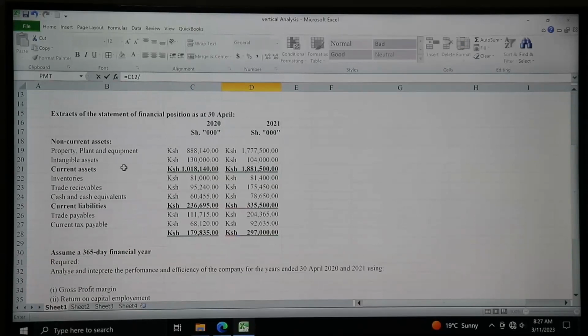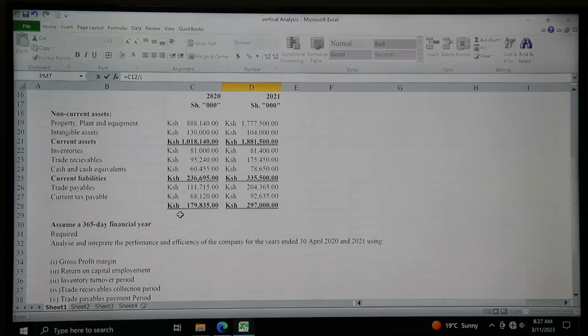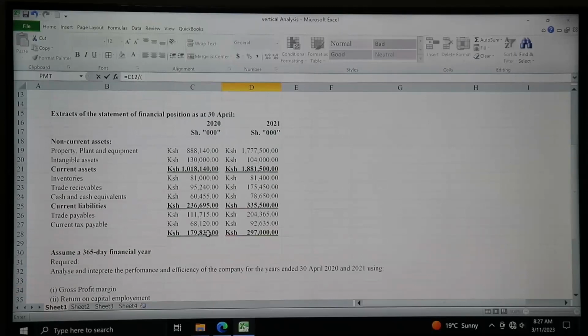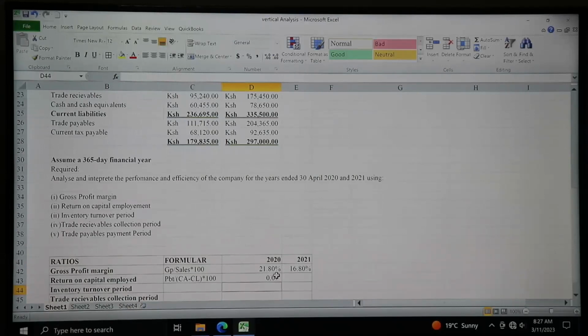So we add current assets. Current asset from our computation. We are given the current assets. So we'll take the current assets minus liabilities. And close the bracket. Then once you finish, I think there's something I've messed up. Why did we mess?